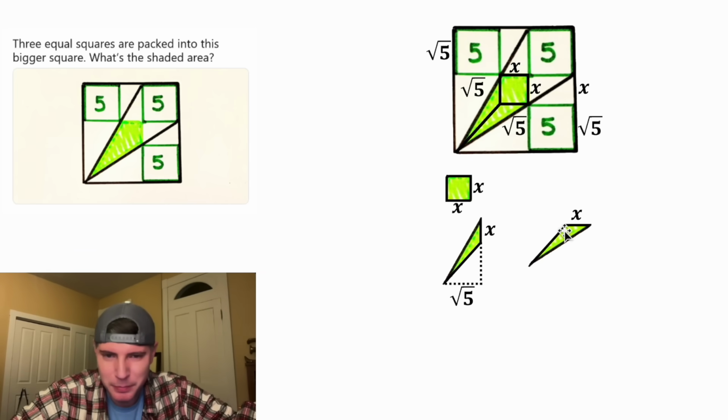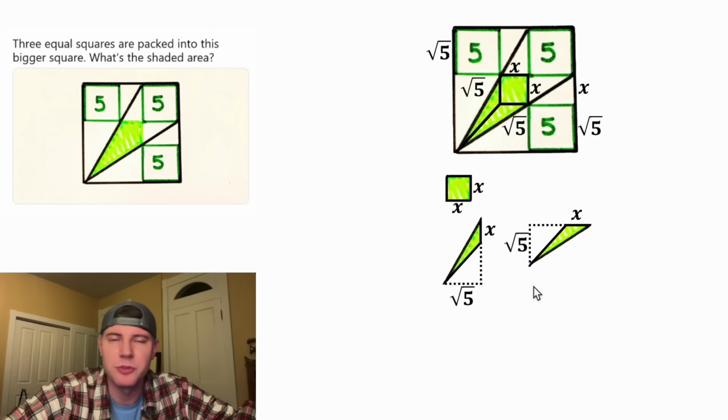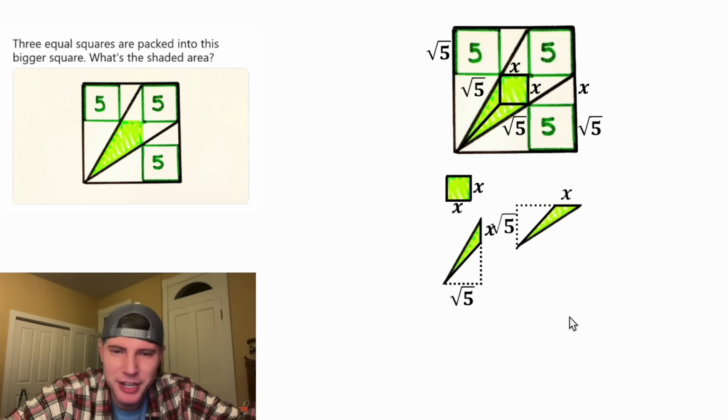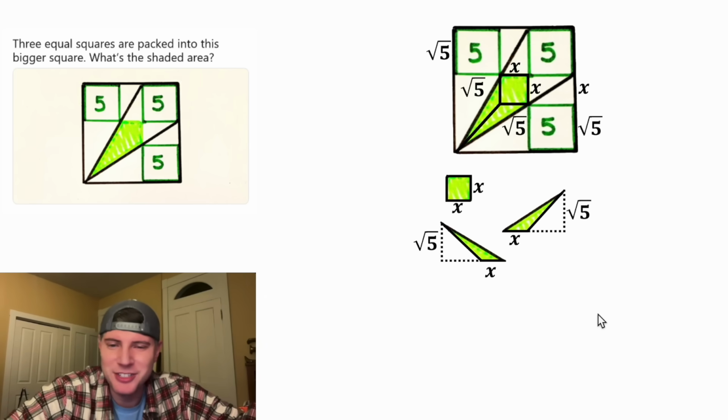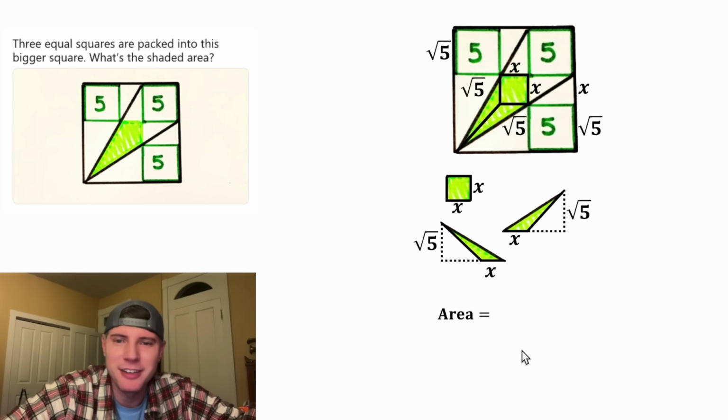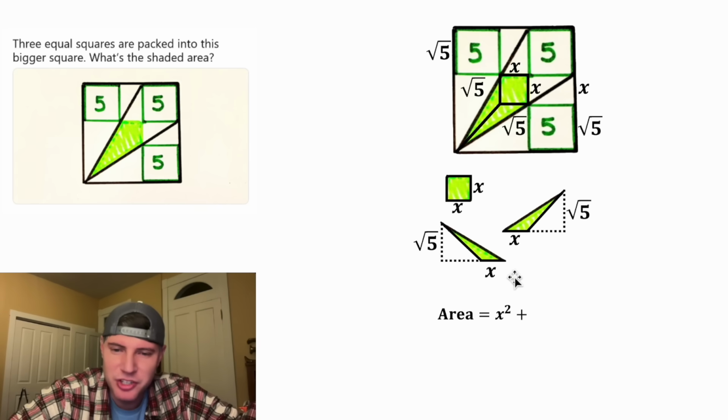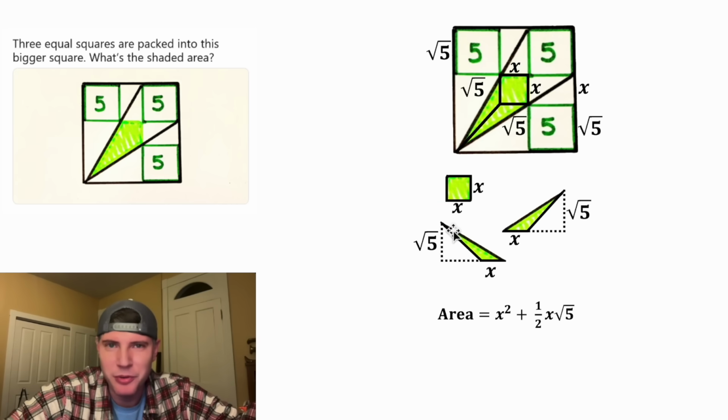We can extend the base out to here and then drop the altitude to here. This height will be the same thing as this, so it's also square root of 5. If it helps, I can drag this over here and you can see they line up perfectly. This is equal to square root of 5. And now we can rotate these two triangles and let's write a formula for the shaded area. It's going to be equal to this square, which is x squared, plus this triangle, which is 1/2 base of x times the height of square root of 5. And then this triangle has the same base and height, so we can say there are two of these.